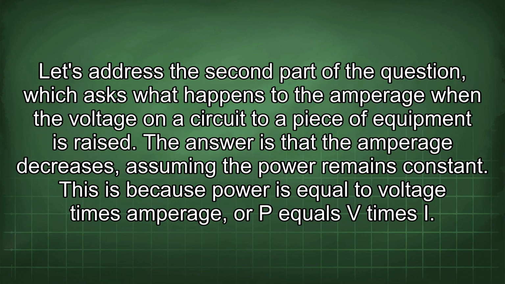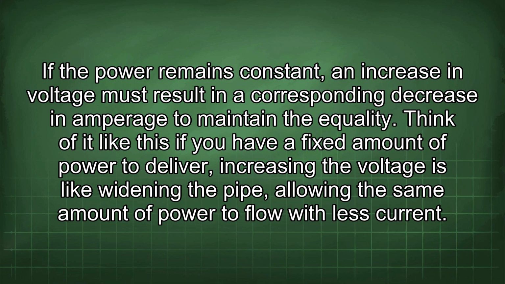Let's address the second part of the question, which asks what happens to the amperage when the voltage on a circuit to a piece of equipment is raised. The answer is that the amperage decreases, assuming the power remains constant. This is because power is equal to voltage times amperage, or P equals V times I. If the power remains constant, an increase in voltage must result in a corresponding decrease in amperage to maintain the equality. Think of it like this: if you have a fixed amount of power to deliver, increasing the voltage is like widening the pipe, allowing the same amount of power to flow with less current.